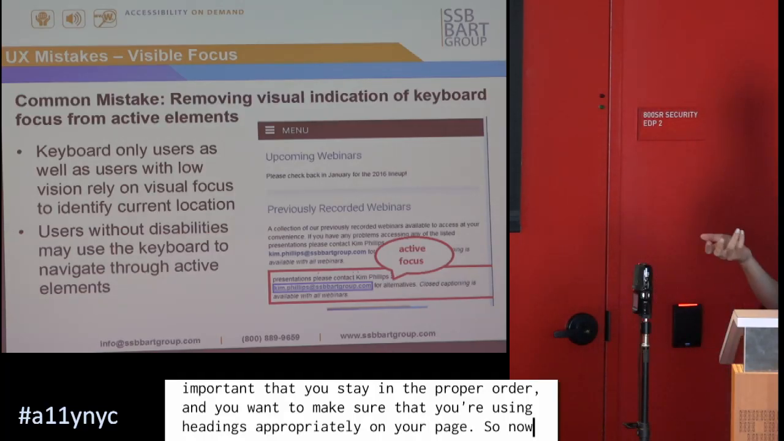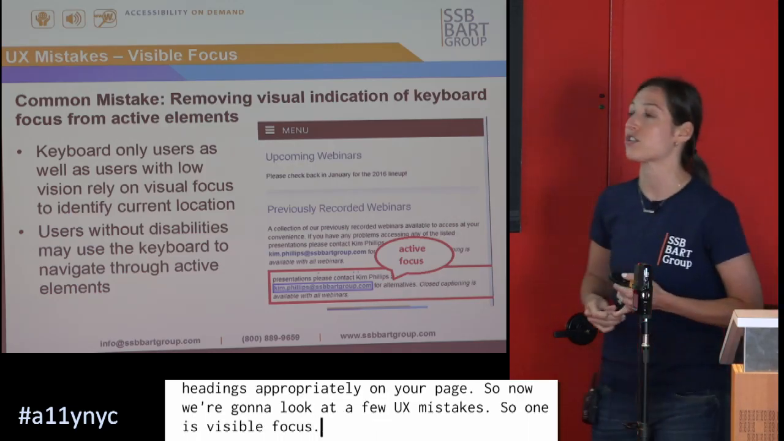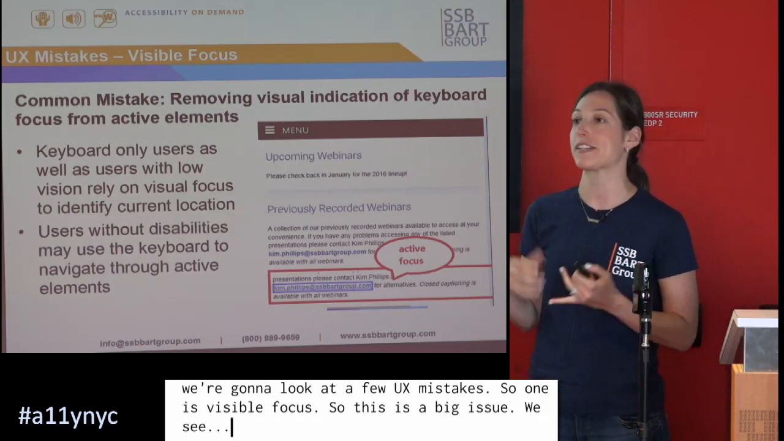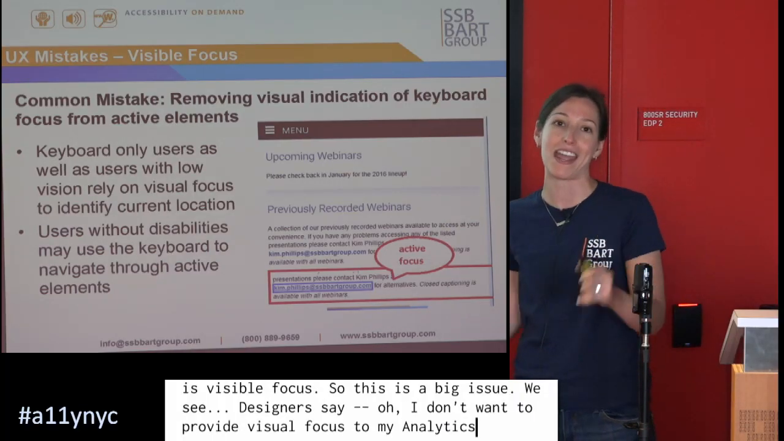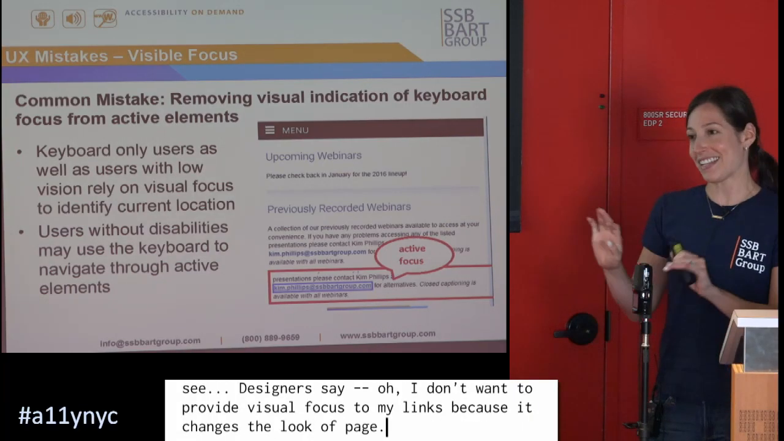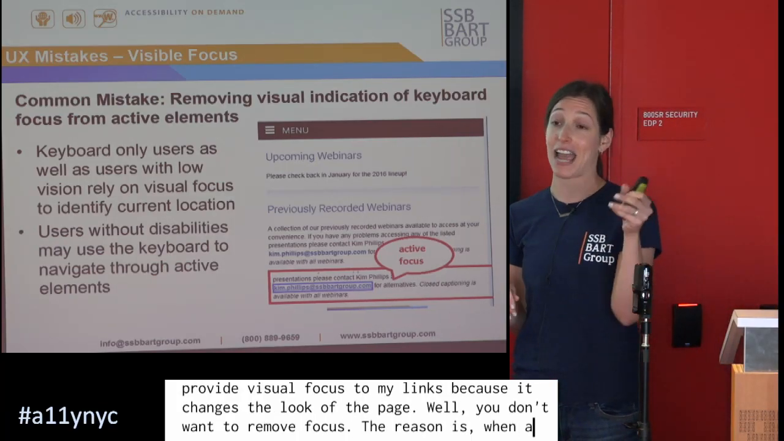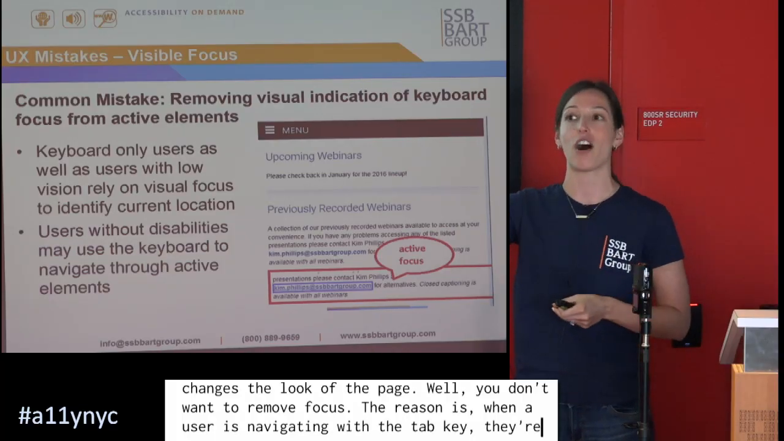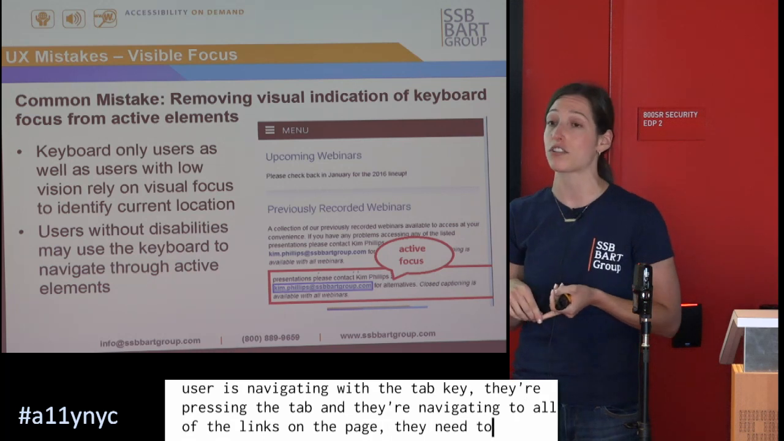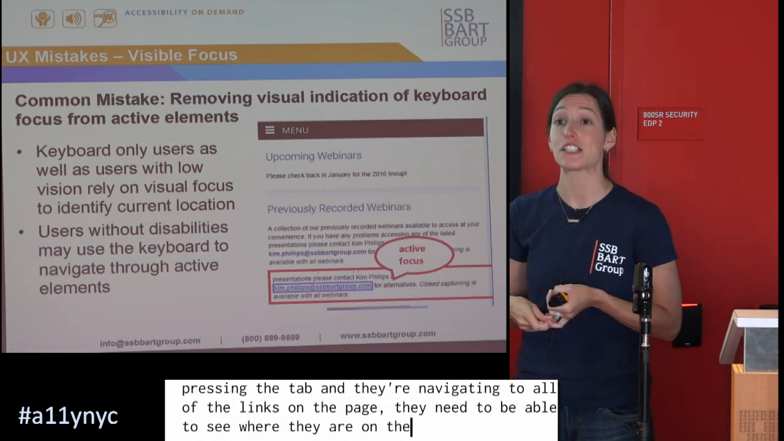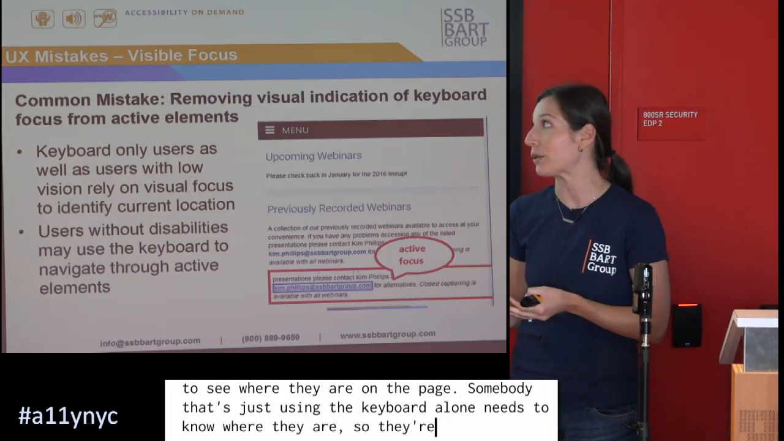So now we're going to look at a few UX mistakes. One is visible focus. This is a big issue we see. Designers say, oh, I don't want to provide visual focus to my links because it changes the look of the page. Well, you don't want to remove focus. The reason is when a user is navigating with the tab key, they're pressing the tab and navigating to all of the links on the page, they need to be able to see where they are on the page. Somebody that's just using the keyboard alone needs to know where they are so that they're not activating links or buttons that they don't want to go to.